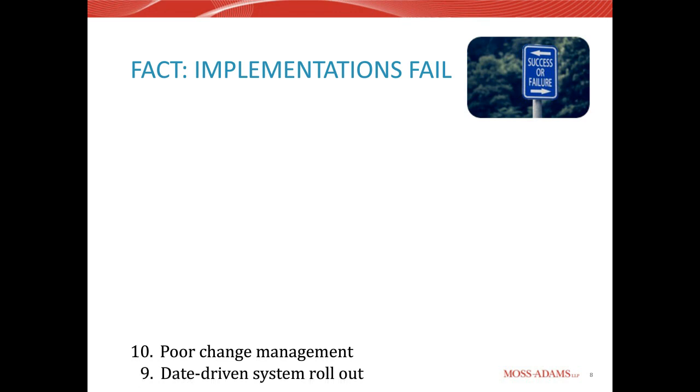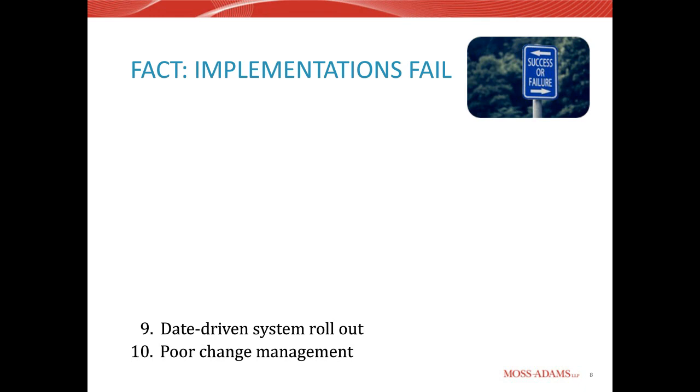Date-driven system rollout. Don't set artificial quick end dates for your project because it forces everyone to rush through the implementation and results in poor oversight, inadequate training, inadequate testing, which are all reasons why implementations fail. A project timeline should be driven by a risk-aware project planning that takes into account the duration of the sequence of activities that is required to complete a project, as well as resource availability.